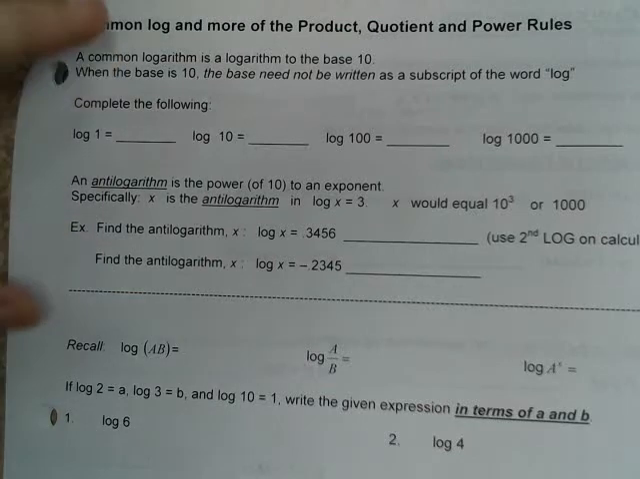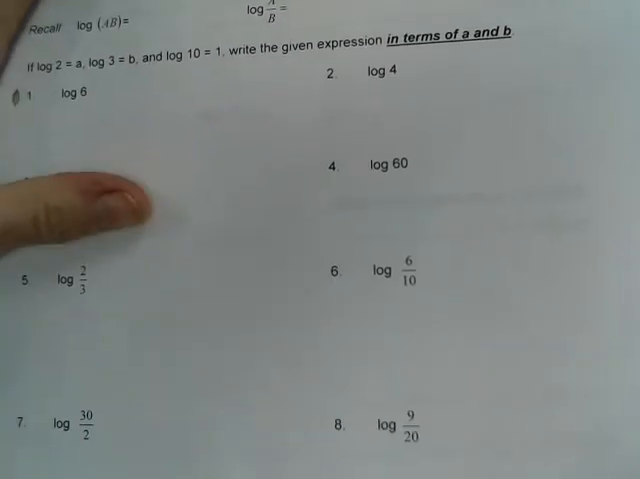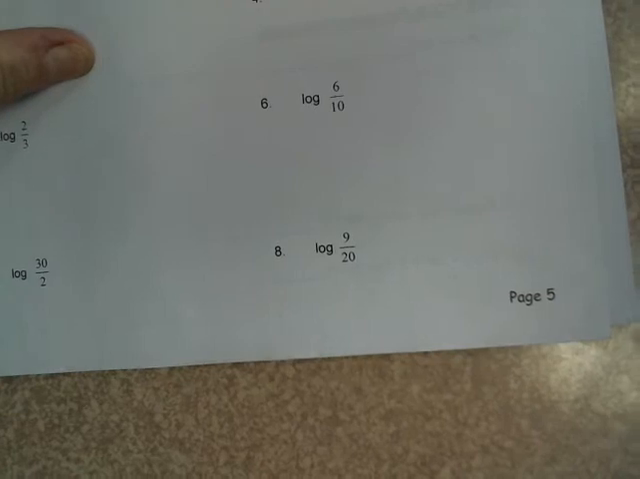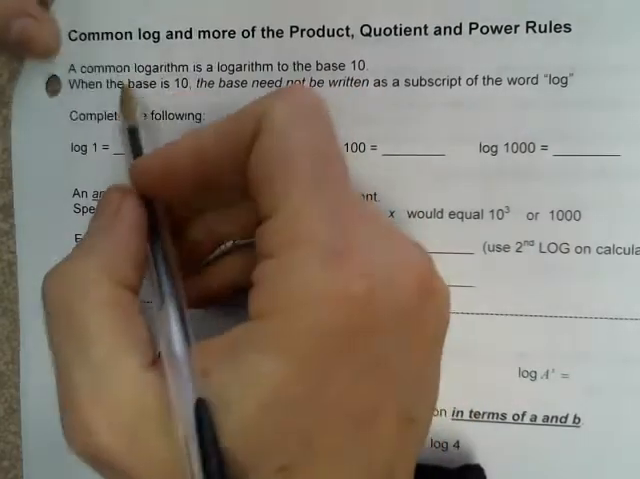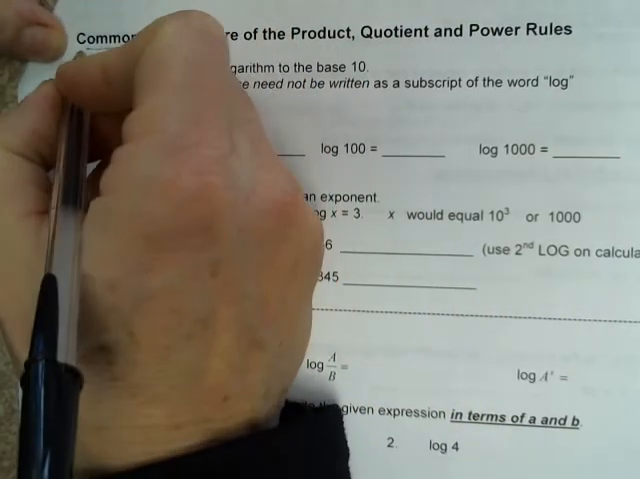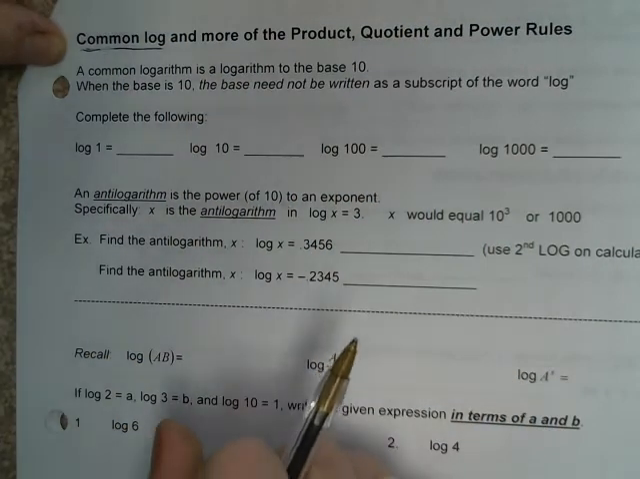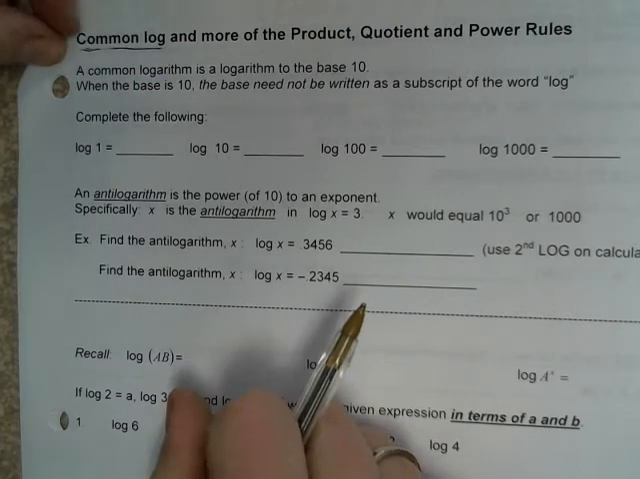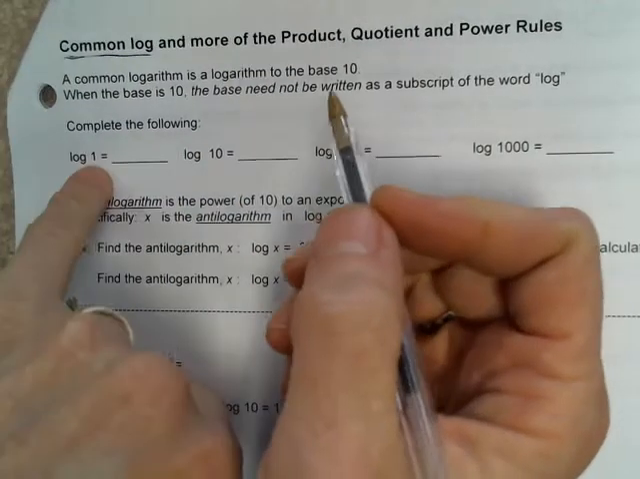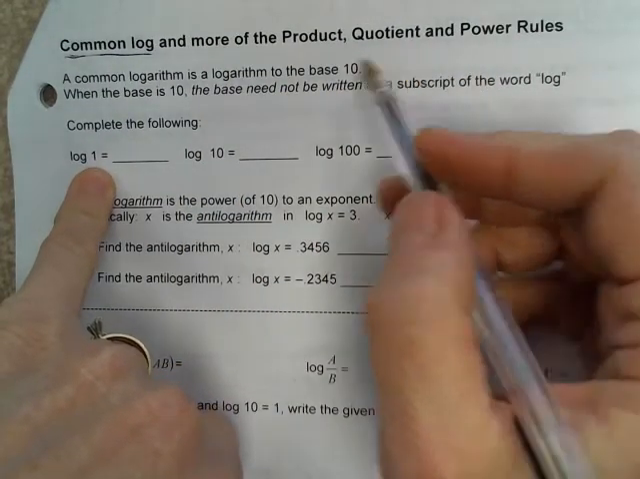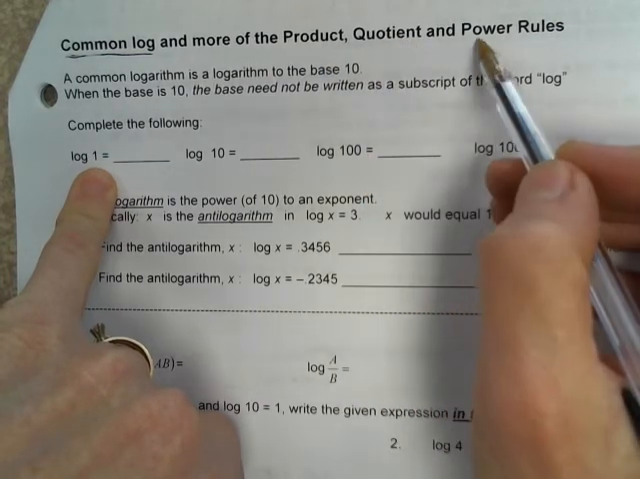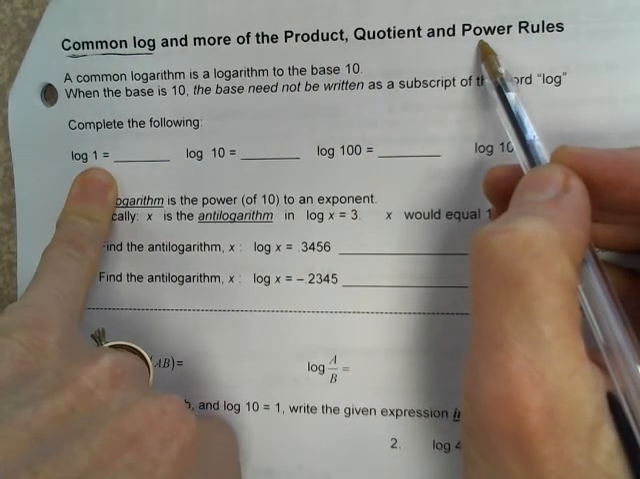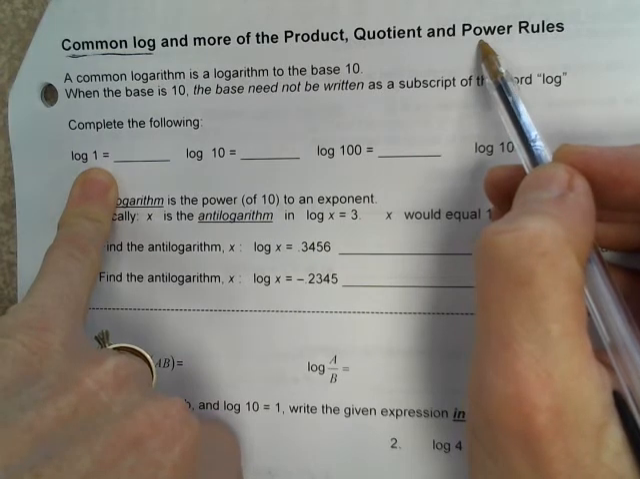Today we're going to look at our notes on page 5 of our chapter 8 packet, page 5. And what we're going to talk about today is something called a common log. There's some vocabulary on this page that I'm not going to hold you responsible for, but I just wanted to introduce you to some of the terms that you might hear. And we're also going to talk about the product rule and the quotient rule and the power rule a little bit more. We were introduced to that in the last video.